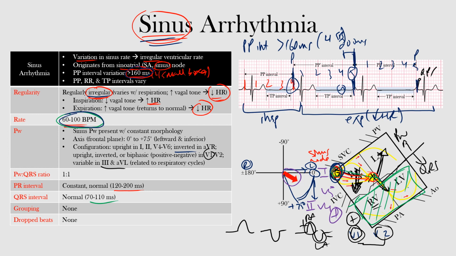Configuration should be the same: upright in 1, 2, V4 through V6, inverted in AVR, and in V1 and V2 it could be upright, inverted, or biphasic. If it's biphasic, remember it should be positive and then negative. The P wave to QRS ratio is normal, 1 to 1. The PR interval has normal AV nodal conduction and should be between 120 and 200 milliseconds, so that's 3 to 5 small boxes. The QRS interval should be normal, between 2 to 3 small boxes, which is about 70 to 110 milliseconds. There's no grouping and no beats are dropped in sinus arrhythmia.